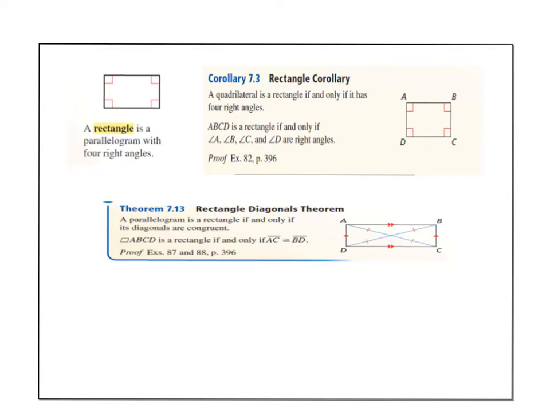Rectangle corollary: a quadrilateral is a rectangle if and only if it has 4 right angles. And then the rectangle diagonals theorem: a parallelogram is a rectangle if and only if its diagonals are congruent. As you can see in the picture right here, the diagonals in a parallelogram bisect each other, but what's special in a rectangle is that all of those segments are congruent, and the diagonals of a rectangle are congruent to each other.